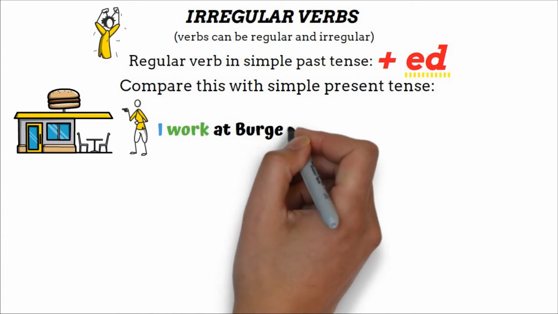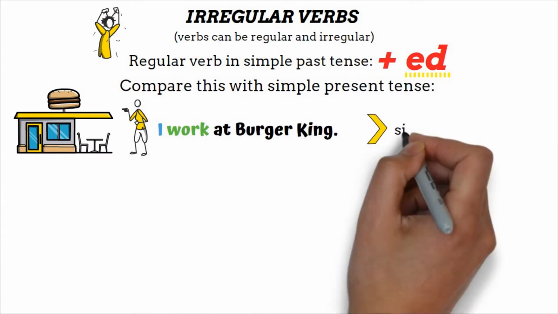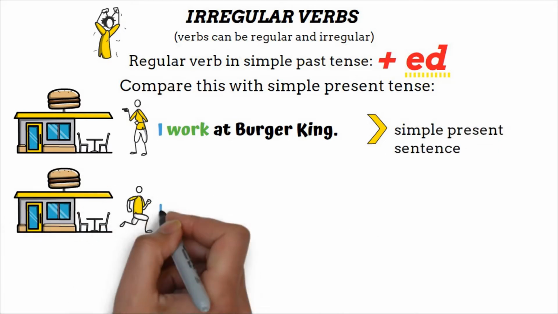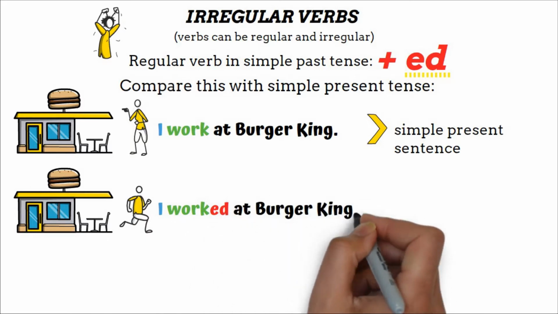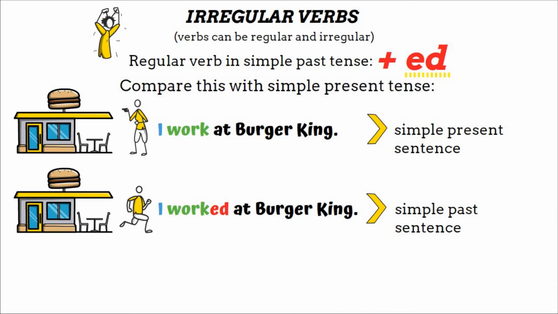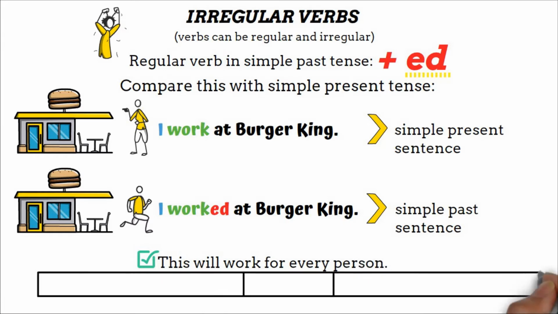I work at Burger King. This is a simple present sentence. And I worked at Burger King. This would be a simple past sentence. The good news is that this will work for every person. I, you, we, they, he, she, it worked at Burger King.